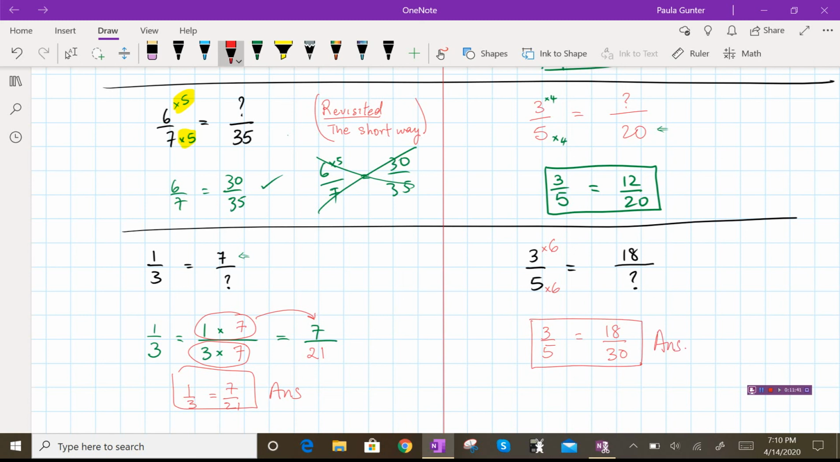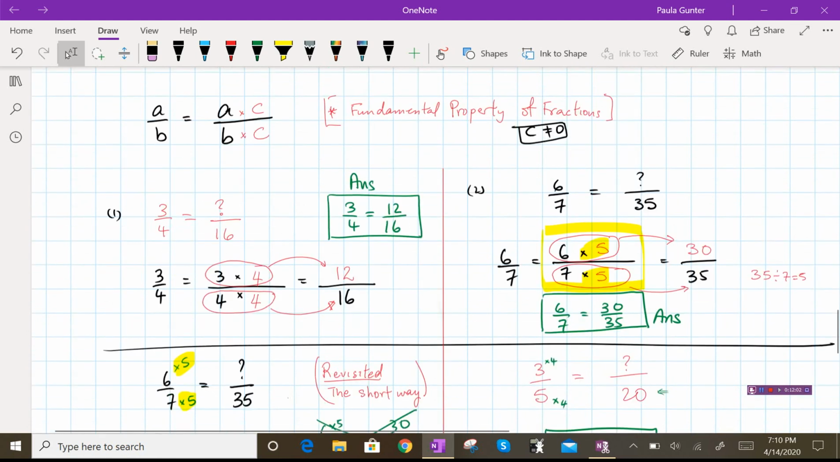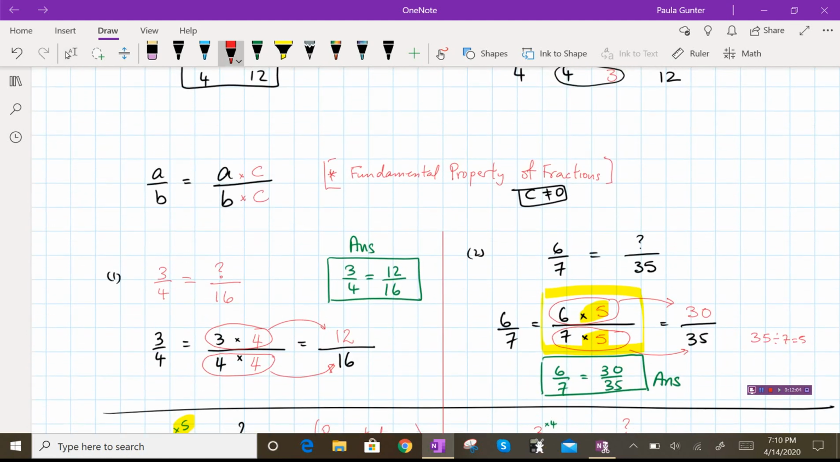Right? And so that's finding equivalent fractions, and we're starting from what we call a reduced fraction, or they're lower. Both numerator and denominators, the numbers are smaller, and building to a higher number by multiplying both numerator and denominator by a common number. Right?